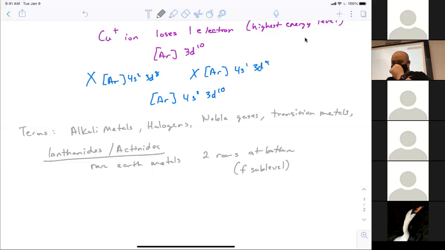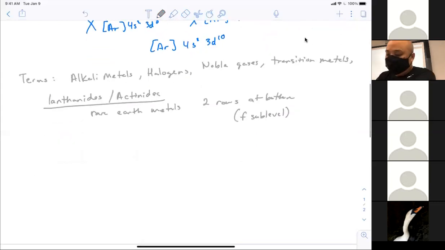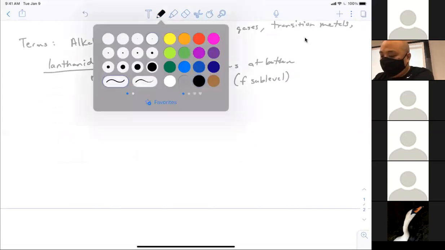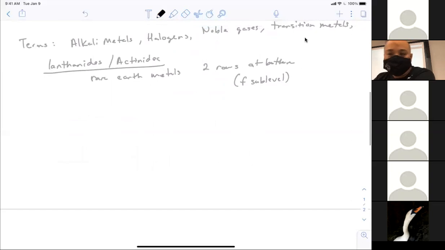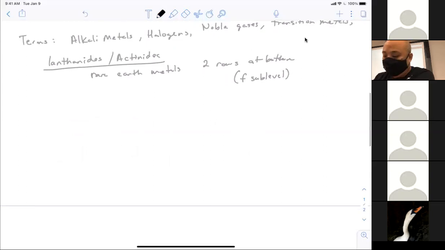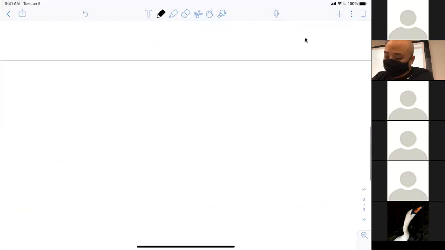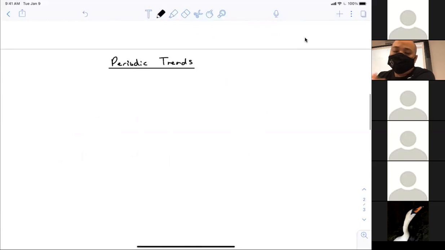Okay. So our main focus on this whole unit, other than knowing the general periodic table and electron configuration, is periodic trends. Essentially, we're talking about what type of relationships there are between elements in the same period or in the same group, and how those properties vary, increasing, decreasing, things like that.